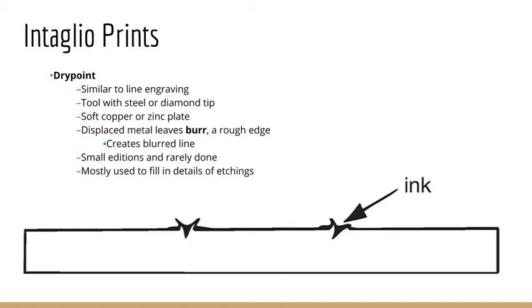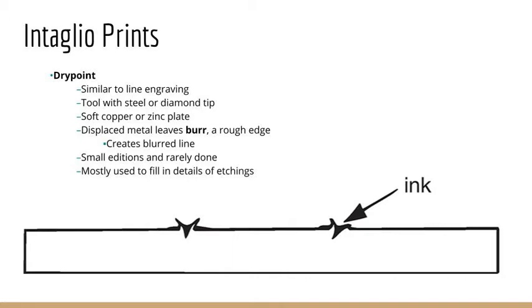Dry point prints are usually done in small editions. They're rarely done. It's just very complicated and harder to do. But a lot of people will use them to fill in details of etchings that are otherwise not dry point etchings, but they'll do a few layers of dry point in some areas just to make certain details have a sort of fuzzier, more blurred line to them.